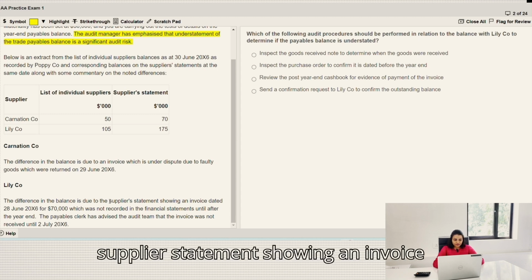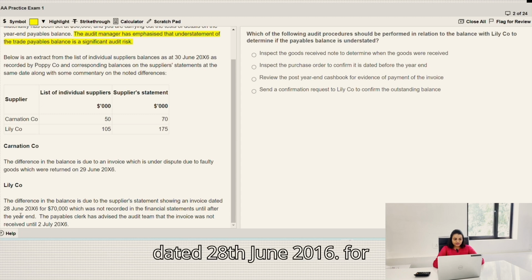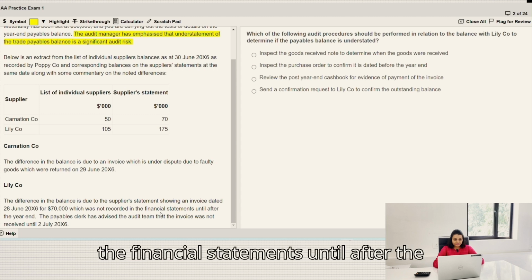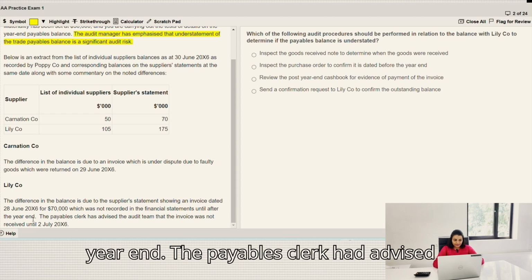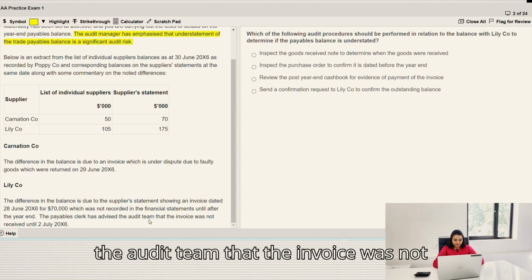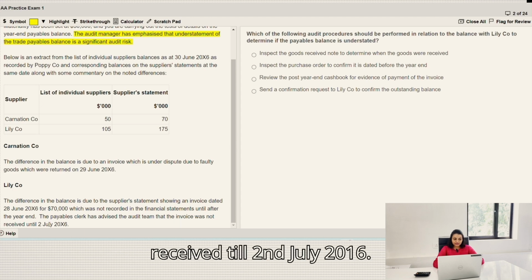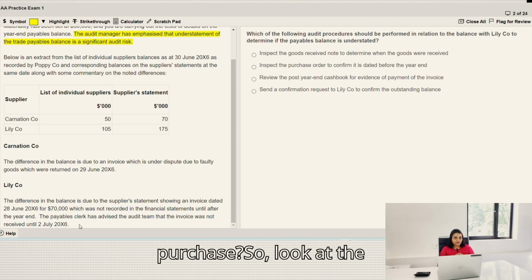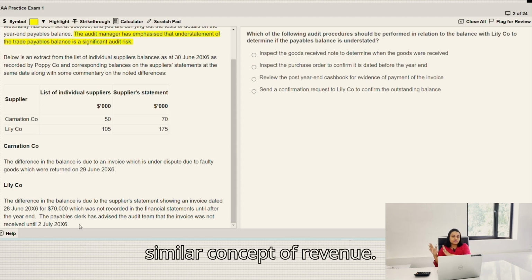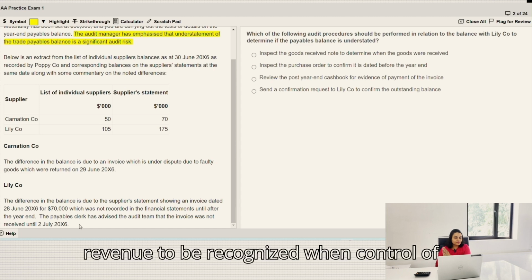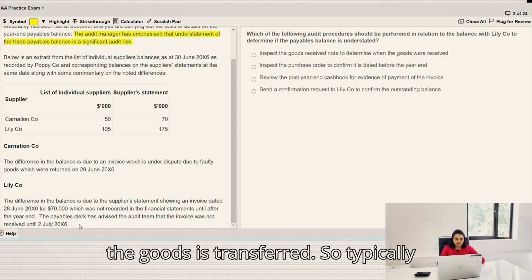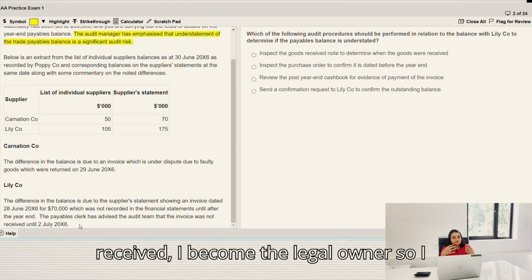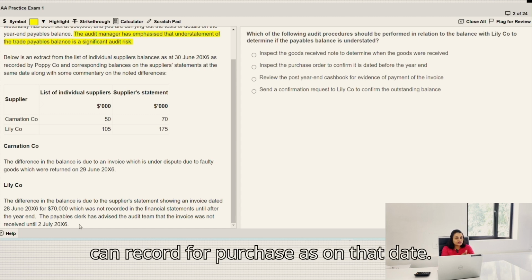in the balance is due to the supplier statement showing an invoice dated 28 June 2016 for $70,000, which was not recorded in the financial statements until after the year end. The payables clerk had advised the audit team that the invoice was not received till 2nd July 2016. Now, when do you have to account for your purchase? So, look at the similar concept of revenue. Revenue is to be recognized when control of the goods is transferred. So typically the day when I receive the goods, I become the legal owner, so I can record the purchase as on that date.